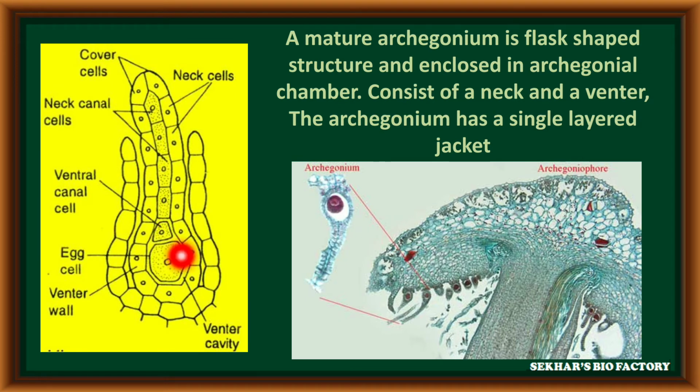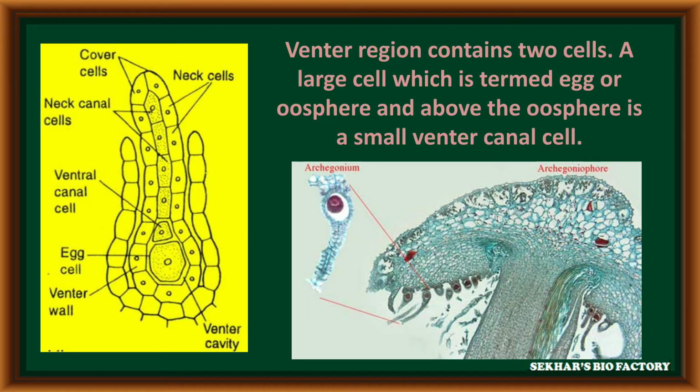A matured archegonium has a flask-shaped structure and is enclosed in a chamber called the archegonial chamber. In the structure of this archegonium, it consists of a neck and venter. The archegonium has a single layer jacket. The ventral region of the archegonium consists of two cells. One of the cells is large and is the egg or oosphere, and above it is a ventral canal cell.